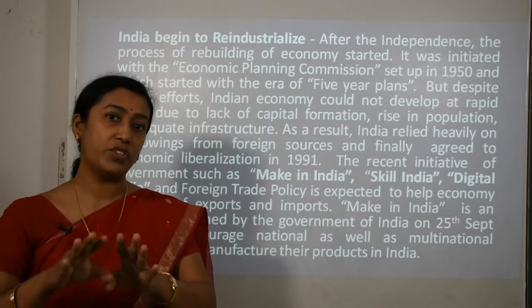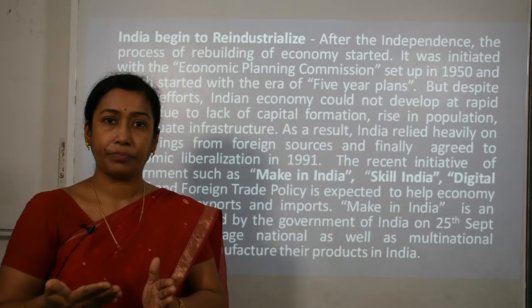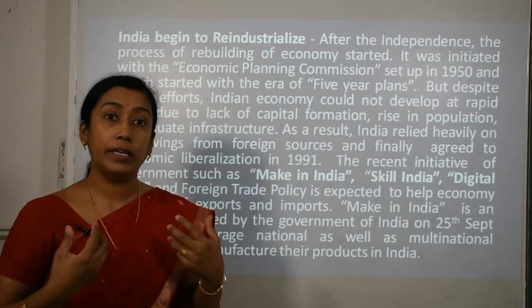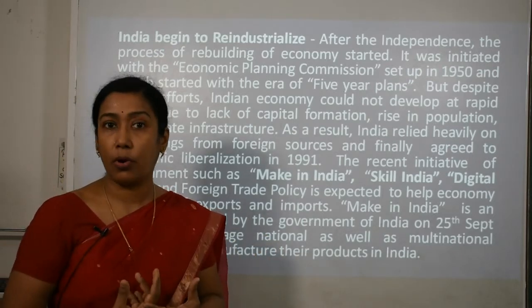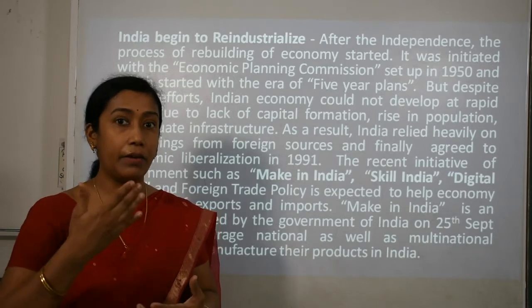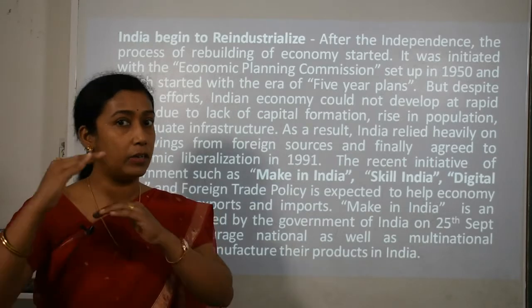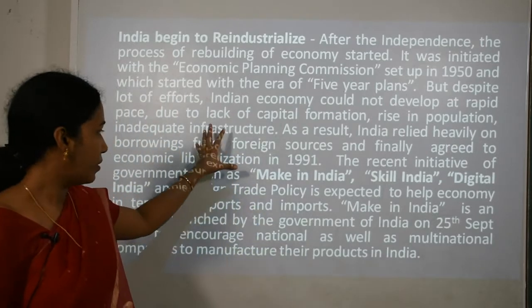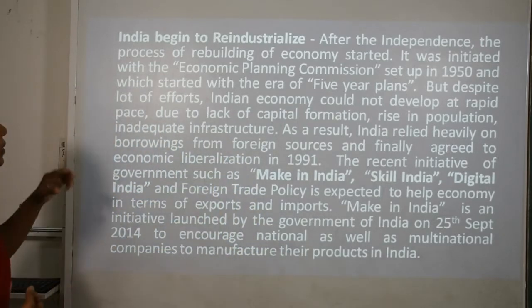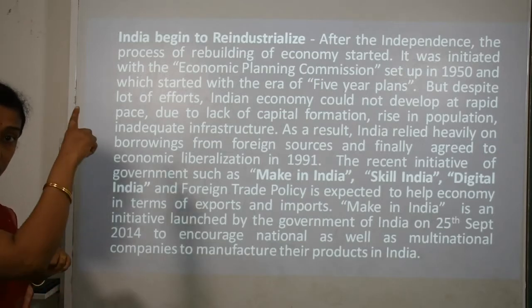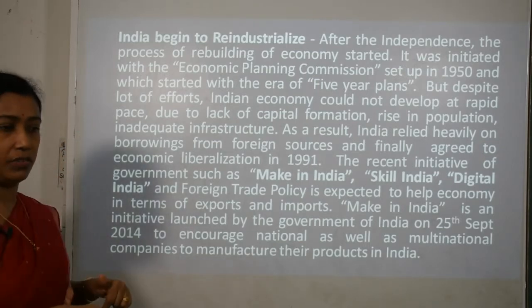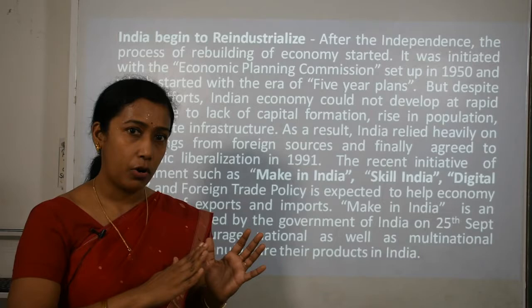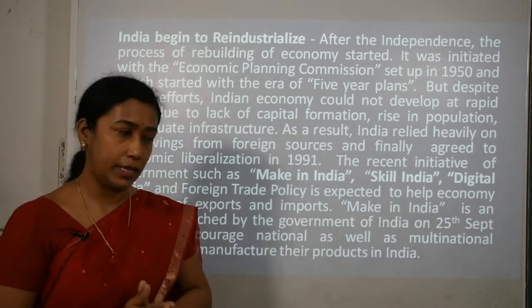When they manufacture more products, production will be more. When production is more, it will be available for all the common and ordinary people. They can raise their standard of living. When the standard of living is raised, then the country can actually develop. So we can say that India began to re-industrialize from that time, and if we see the present condition, a lot of industrial development is taking place.